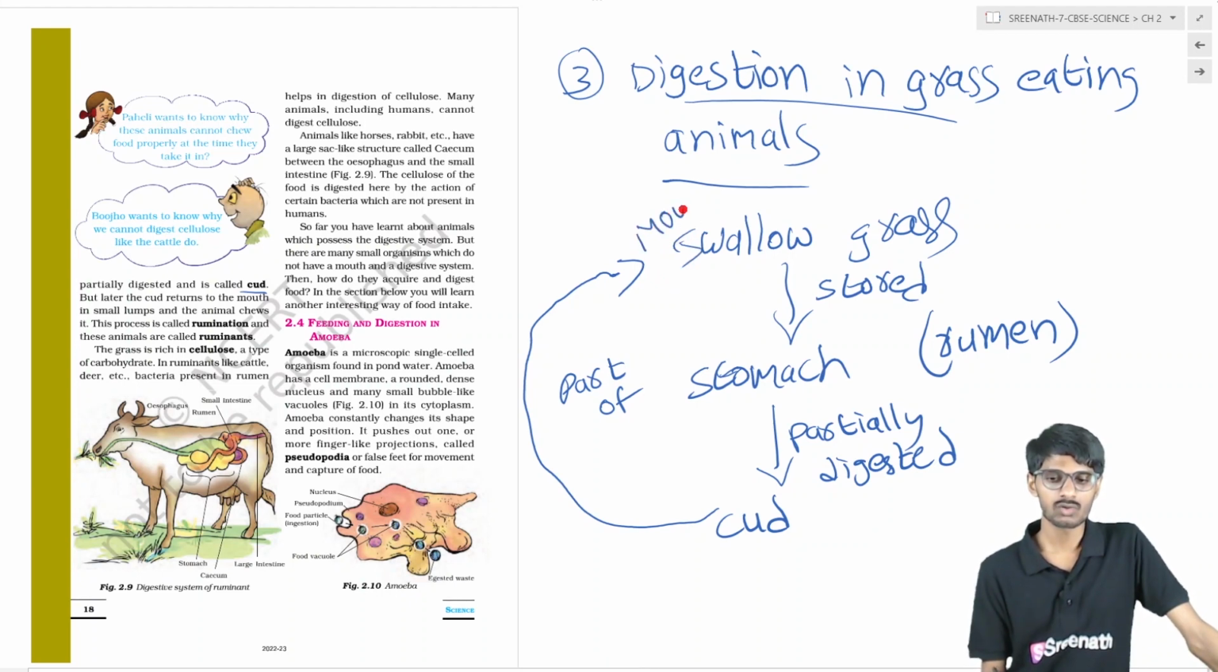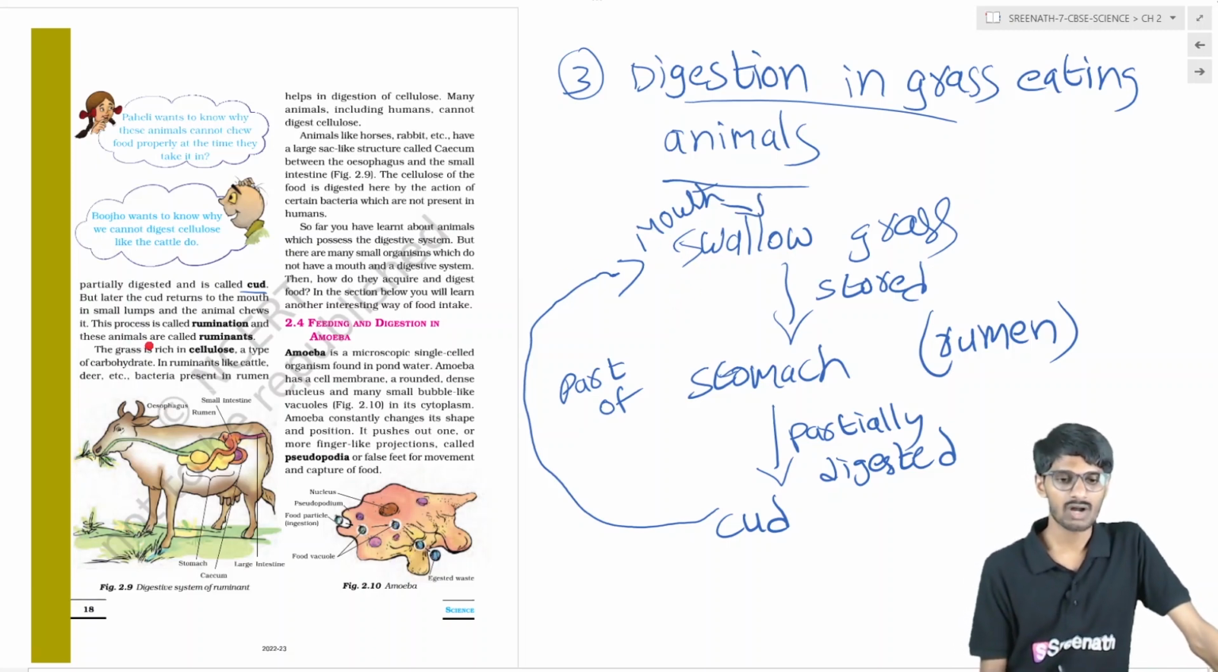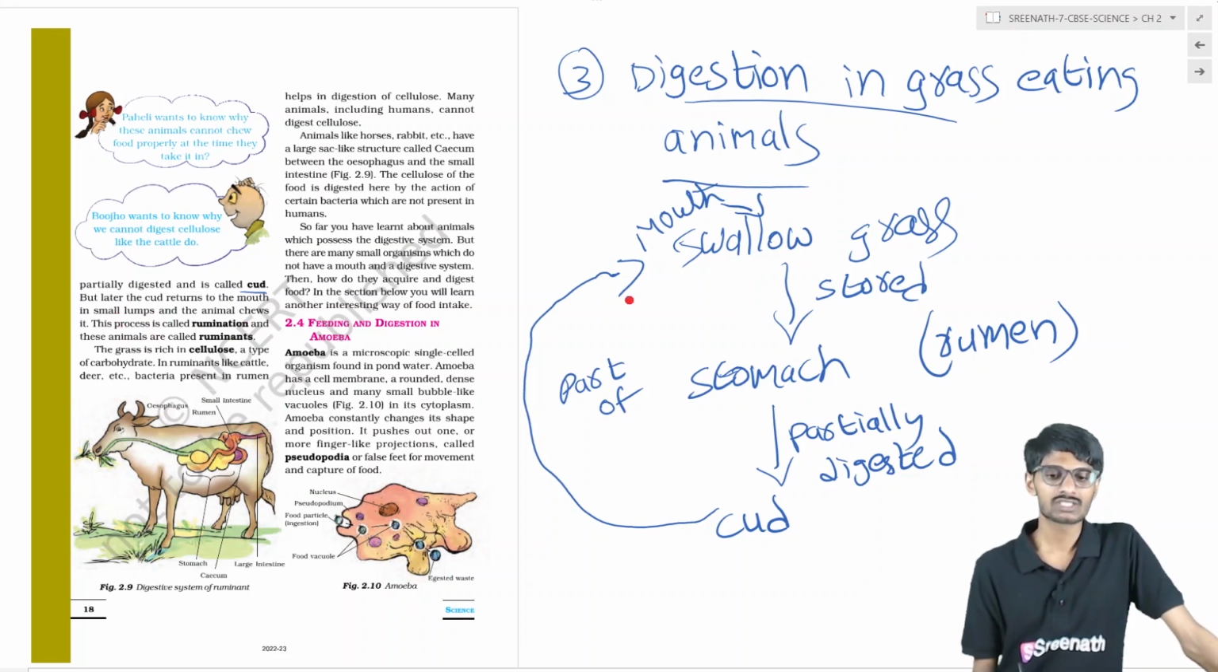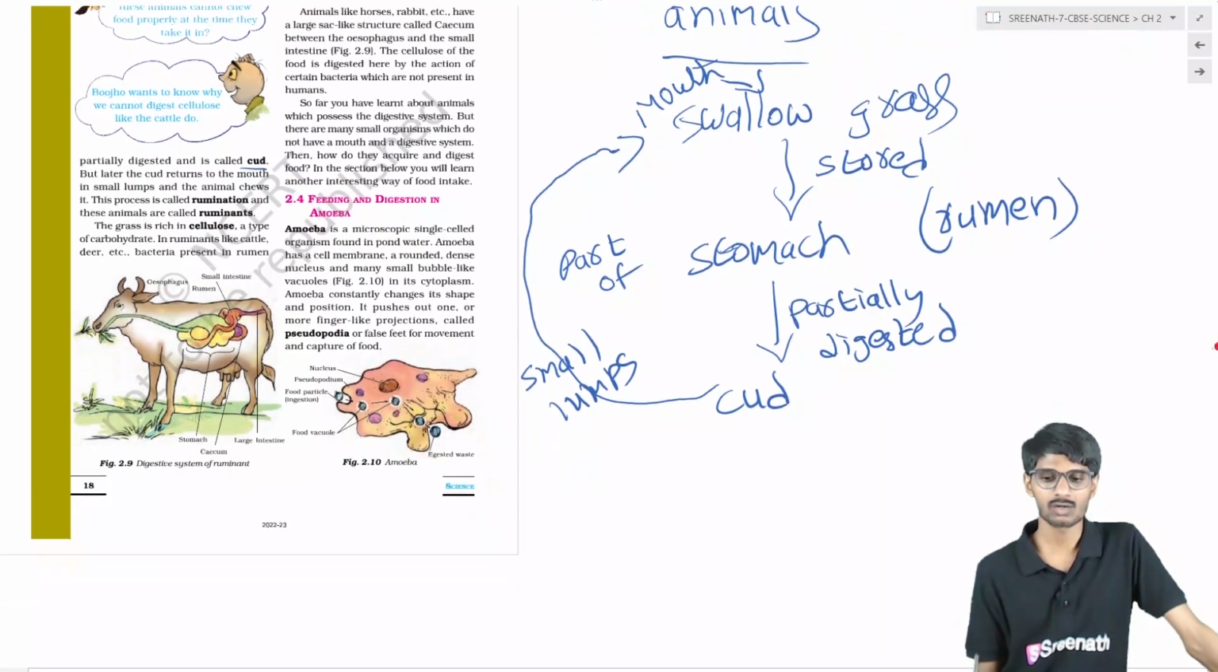So again it comes to the mouth, and in small lumps, the animal chews it. With small quantities of cud again taken into the mouth, the animal chews it. This process is called rumination.